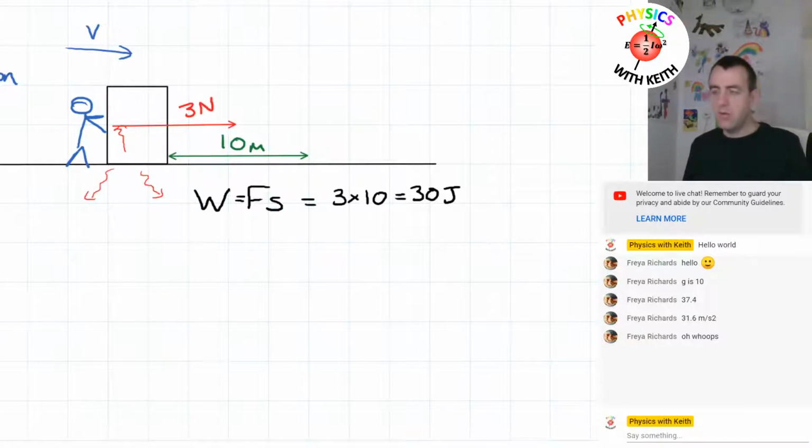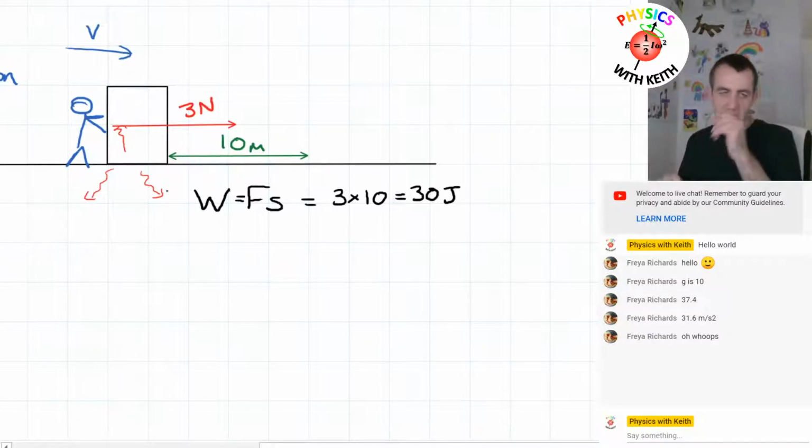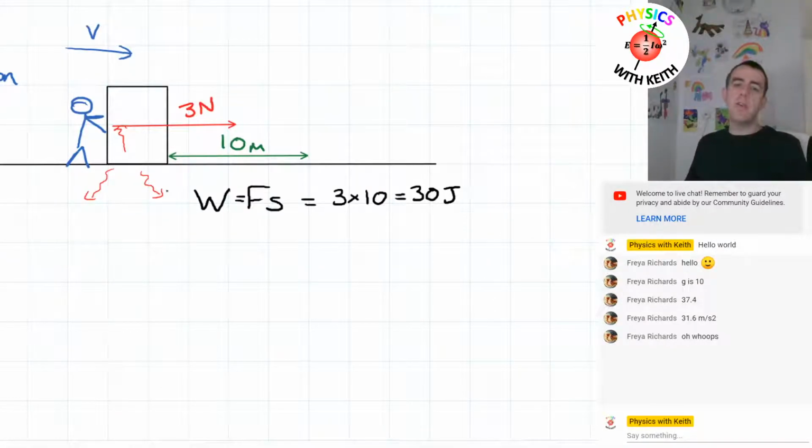So half the force. I'll give you the answer because the number of live viewers just suddenly dropped off, so if there were people watching, they may have missed the question. If I have half the force, I've done half the amount of work, which means half the amount of energy is being transferred to heat. In other words, if I push it less hard, I am going to waste less energy as heat by moving this thing.